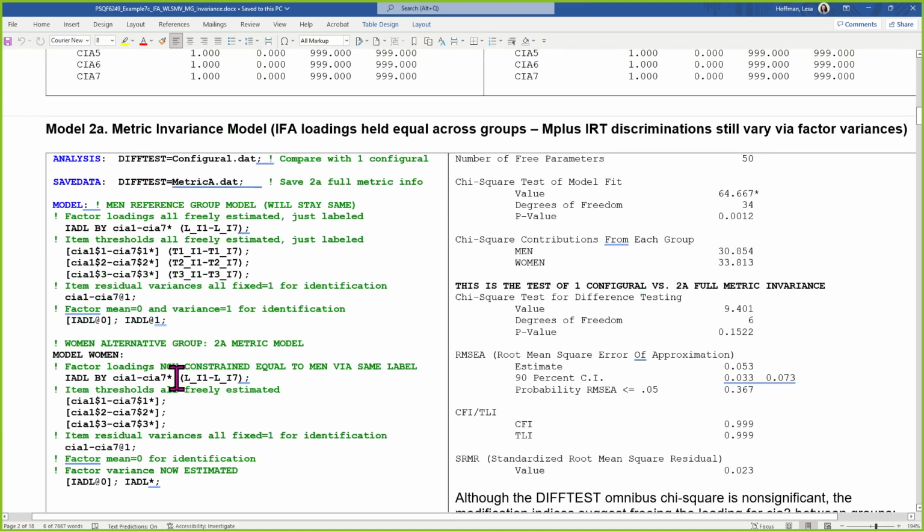The difference in the model code is right here. So I've applied the loading label to the alternative group. Because the same labels are being used in both groups, that's constraining their loadings to be the same. What's the other thing that I have to do once I constrain loadings? What do I got to free?